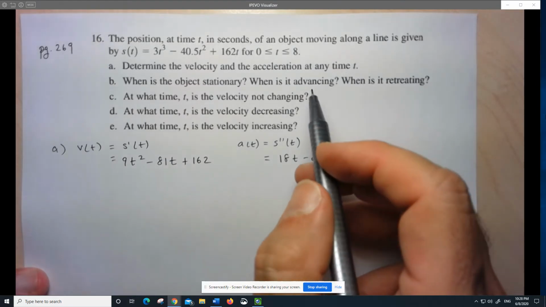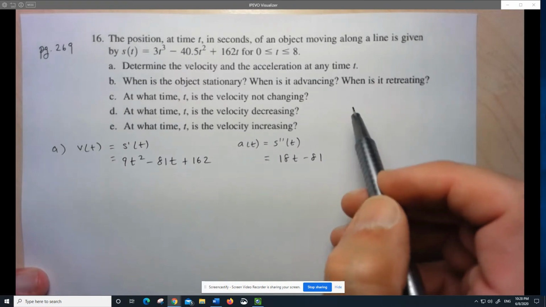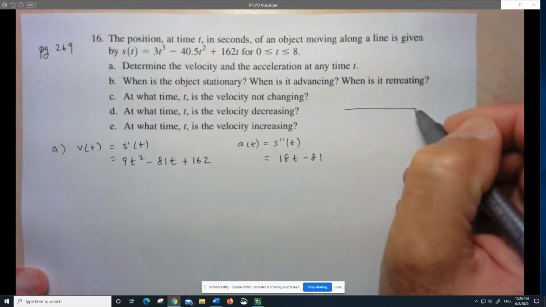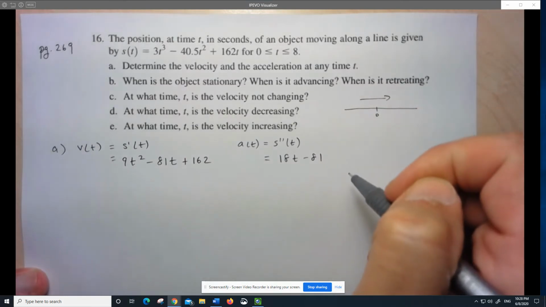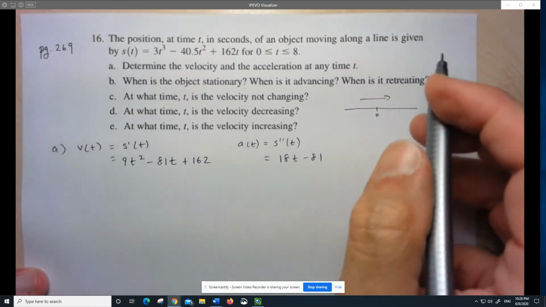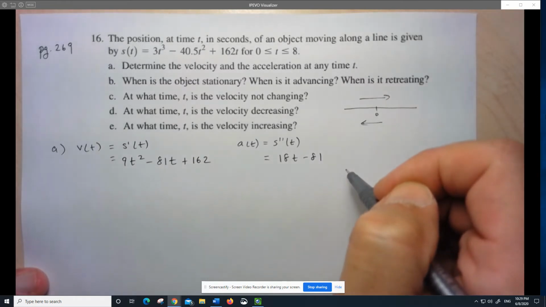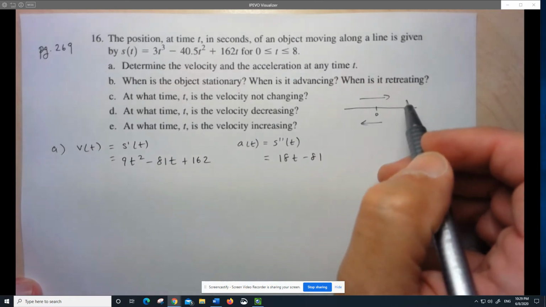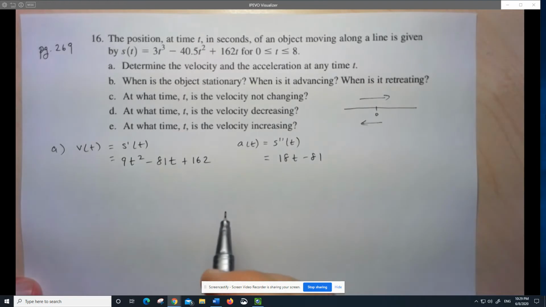Now here they're saying when is it advancing, when is it retreating? Not the words we would have used, but I think what we're going to assume is that advancing means moving in a positive direction, and retreating means moving in a negative direction. In other words, if you're moving in a positive direction, your velocity is positive. If you're moving in a negative direction, your velocity is negative.